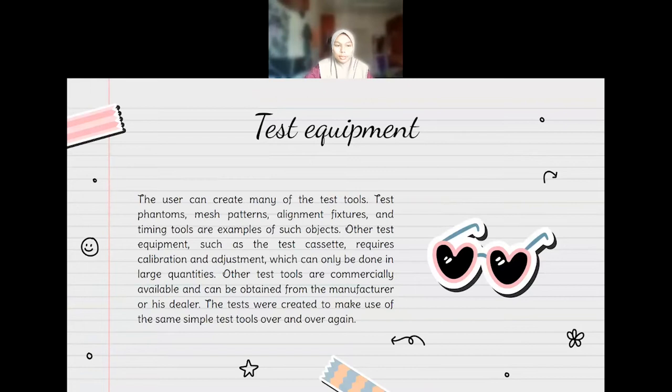Test equipment is something the user can create, with many test tools. Test patterns, mesh patterns, lightweight fixtures, and timing tools are examples of such objects. Other test equipment, such as a test cassette, requires calibration and adjustment, which can only be done in large quantities. Other test tools are commercially available and can be obtained from the manufacturer and its dealers. The tests were created to make use of the same simple test tool over and over again.